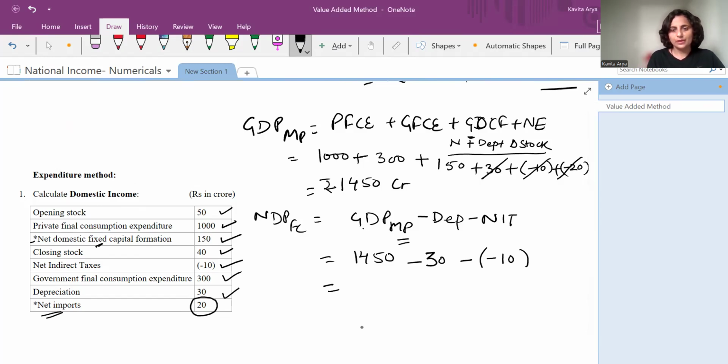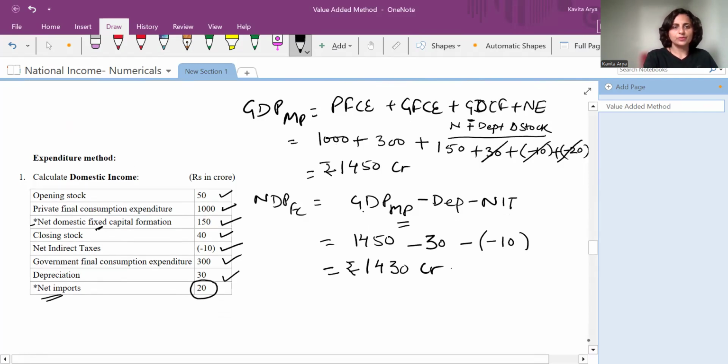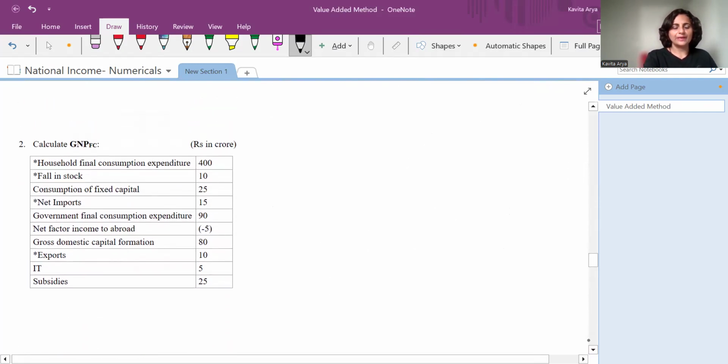So this becomes 1,450 minus 30, that becomes 1,420 plus 10, that is 1,430, right? So minus 20 is the net impact, so it becomes 1,430, and that is our right answer. I hope it is understood by all of you. So now let's move to the next question.